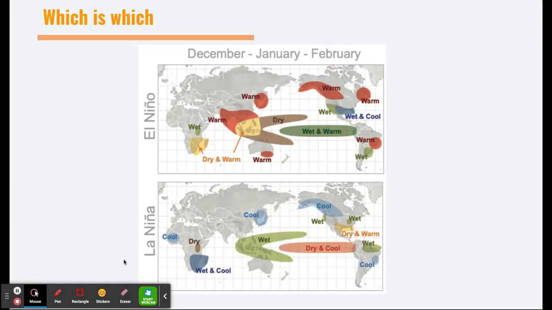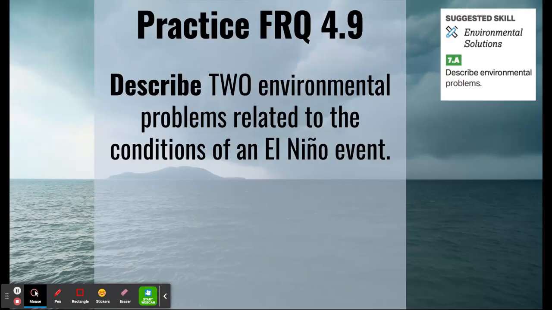So you can see the conditions there and how they're different. Okay, so practice FRQ 4.9, this is our last for Unit 4. Describe 2 environmental problems that are related to the conditions of an El Nino event. I'm just going to remind you that this describe is one of your FRQ task verbs.